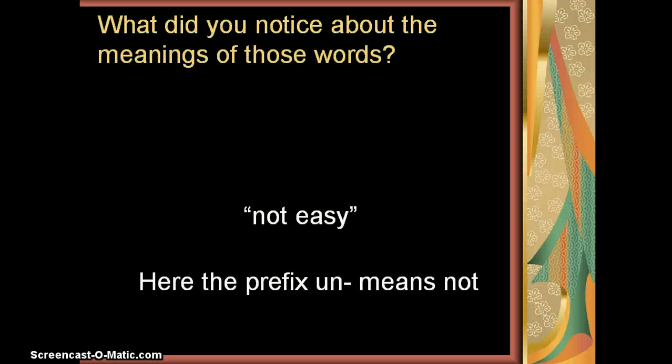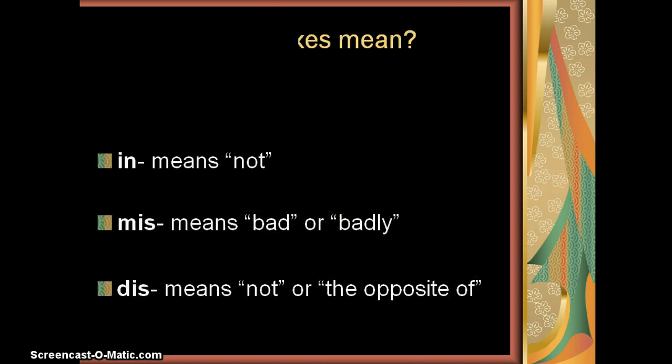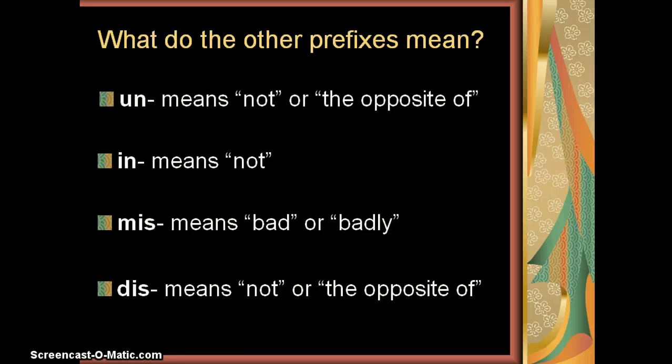Seem pretty simple, right? What did you notice about the meanings of those words? For example, the word uneasy means not easy. So here the prefix un means not. Some of the other prefixes that give negative meanings, we already went over un, which means not or the opposite of, in, which also means not, mis, which means bad or badly, and dis, which means not or the opposite of.